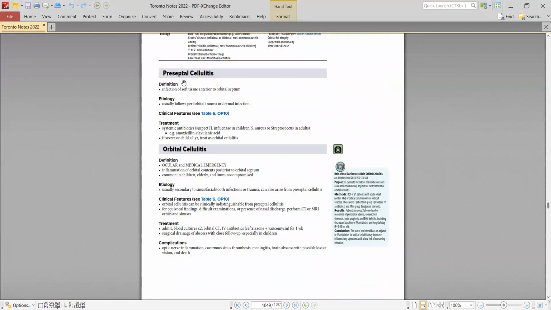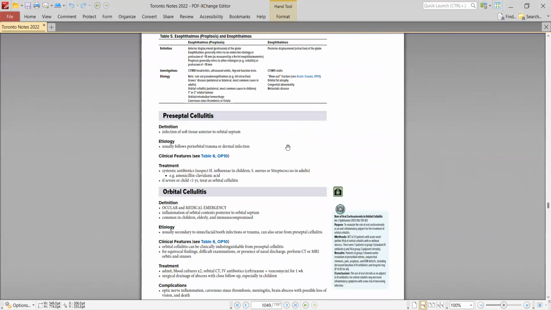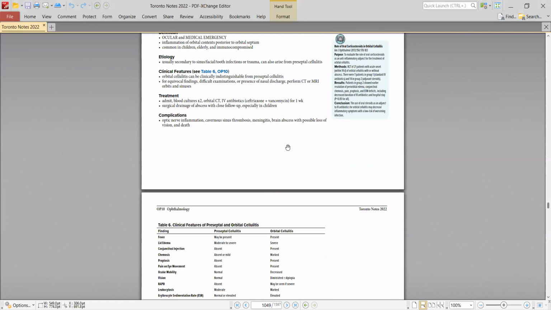Which this is important now. Preseptal cellulitis, orbital cellulitis. Preseptal cellulitis is infection of the soft tissue anterior to the orbital septum. Etiology, I will share a PowerPoint presentation with the images also, because seeing the images is very, very important. It usually follows periorbital trauma or dermal infection. Clinical features, see table 6 of OP 10.